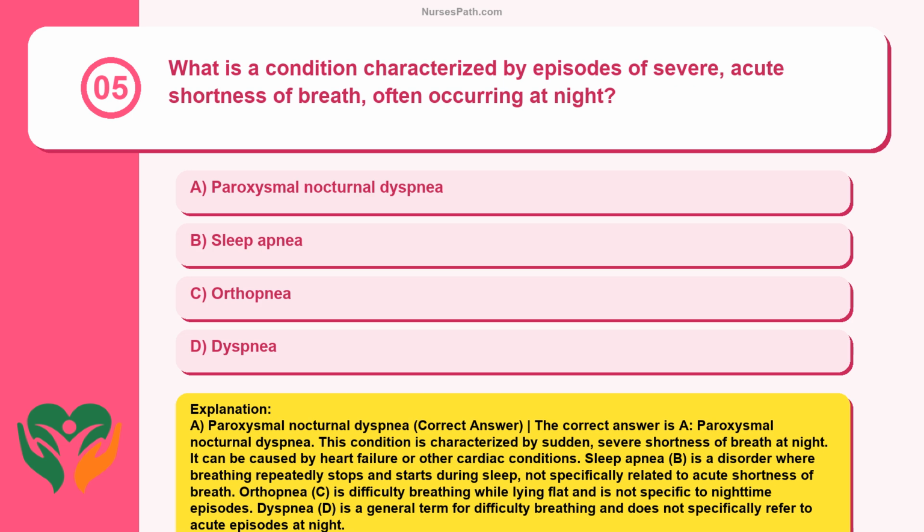Paroxysmal nocturnal dyspnea. This condition is characterized by sudden, severe shortness of breath at night. It can be caused by heart failure or other cardiac conditions.